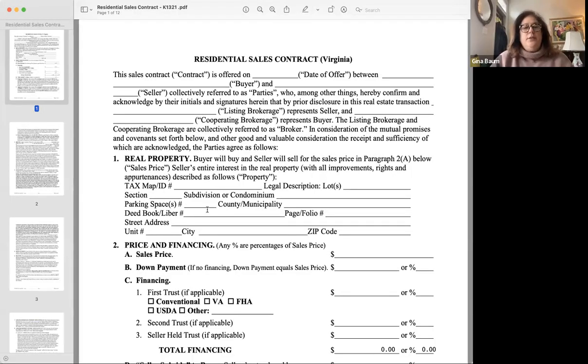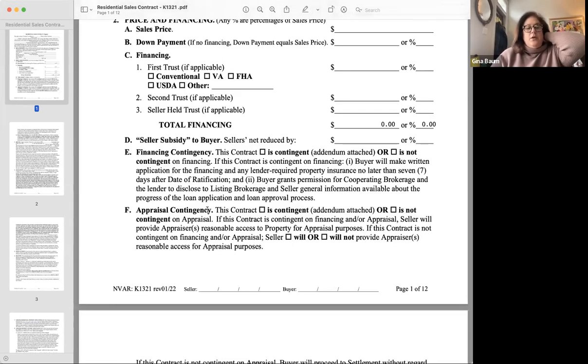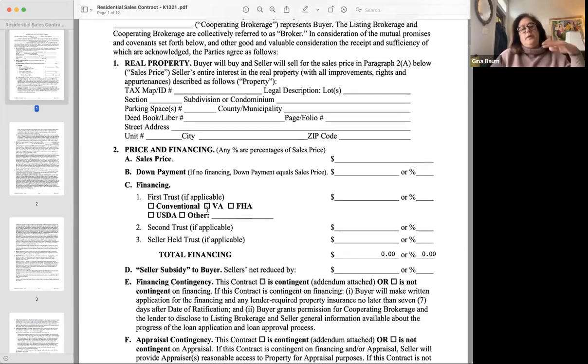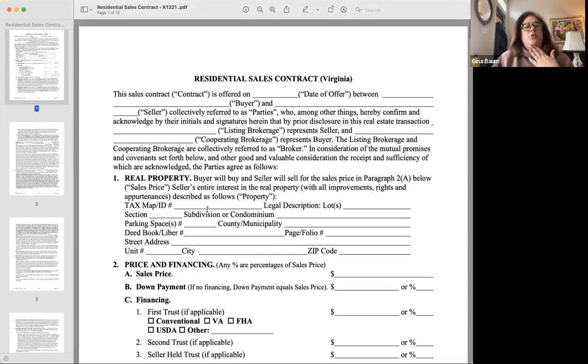So let me share my screen with the latest contract. And here we go. So here's the contract. This one was updated 1/22. There are a couple new nuances that I can go over. And so we're just going to start at the beginning. This sales contract is offered on, and we put in the date of the offer between, and the buyer's names are here, and the seller.